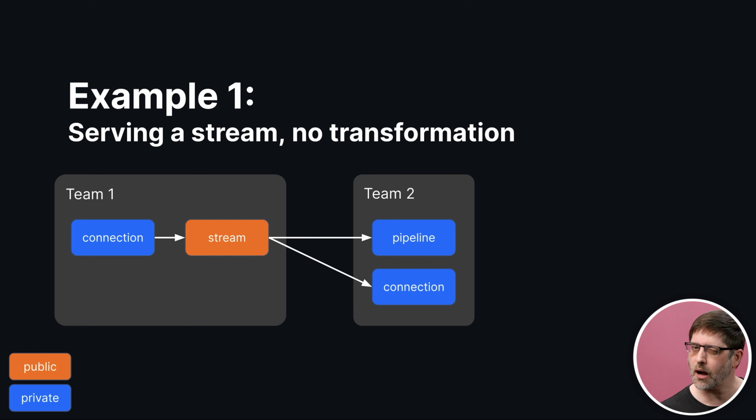So here are some of the common ways we see people using it. For instance, if you just need to serve a simple stream with no transformation, and you want to abstract the configuration for security reasons, like where this data comes from, because maybe nobody has business accessing a particular Kafka topic or Pulsar topic or operational database, you might choose to create a private connection and then create a public stream that other teams can build pipelines and sink connections off of.